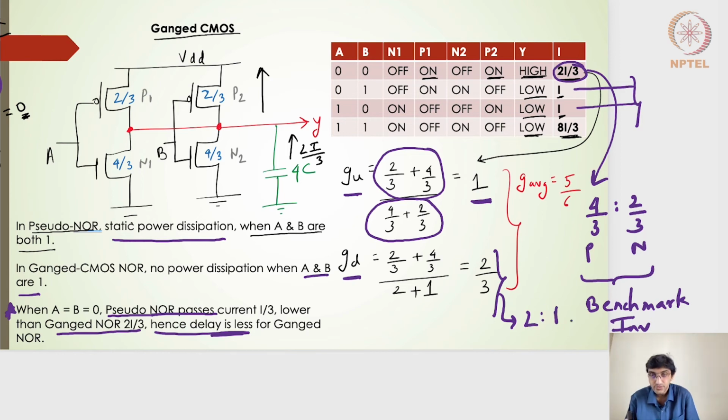So my input capacitance of the 2:1 benchmark inverter will be nothing but 2 plus 1, which will be 3. And here the input capacitance is nothing but 2/3 plus 4/3, which will give me 6/3, that is nothing but 2, and then divided by 3 coming from the denominator side. So the overall logical effort for going down signal will be nothing but 2/3. So the logical effort for going down is 2/3 and logical effort for going up is actually 1. So my average is nothing but 5/6, much better than that of the regular CMOS structure for 2-input NOR gates. Hope this is clear.